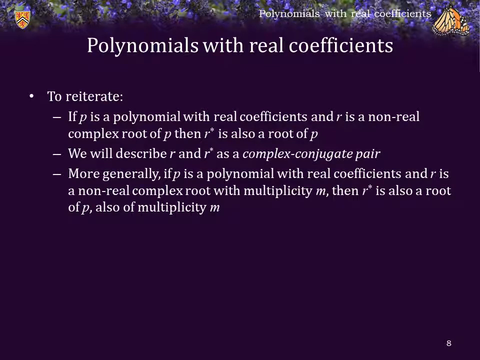Now, more generally, if p is a polynomial with real coefficients and r is a non-real complex root with multiplicity m, then r star is also a root of p, also with multiplicity m. Now, this is a result that we did not show in this class, but you should be able to deduce this, or at least it should make sense that this is true.